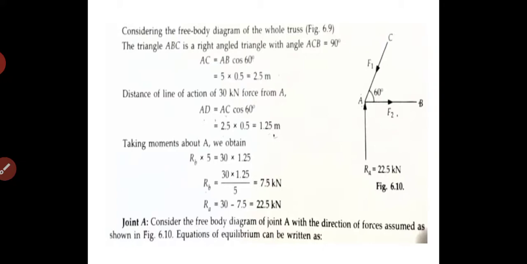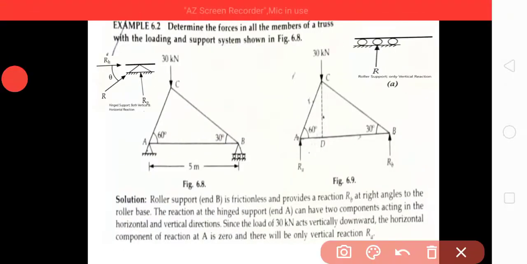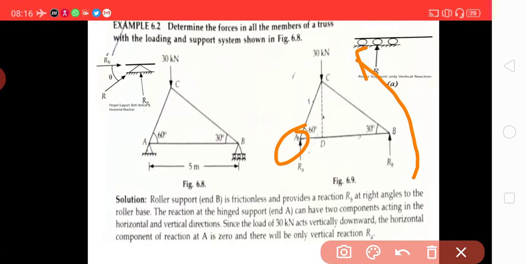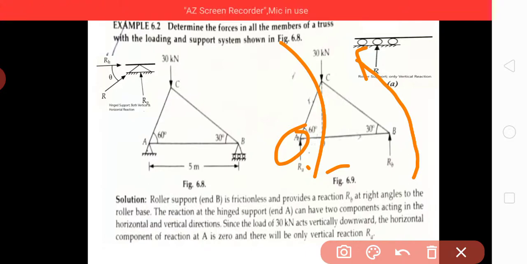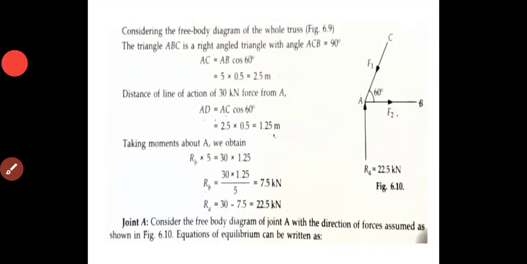Taking moment about A, here we are taking moment about A, then this RB will have a counterclockwise moment, then the force will have a clockwise moment. We have to equate these moments, then RB into 5 equal to 30 into 1.25, which gives you RB equal to 7.5 kN, and you can simply deduct it from the total load, that is 30 minus 7.5, 22.5, so RA will be 22.5.